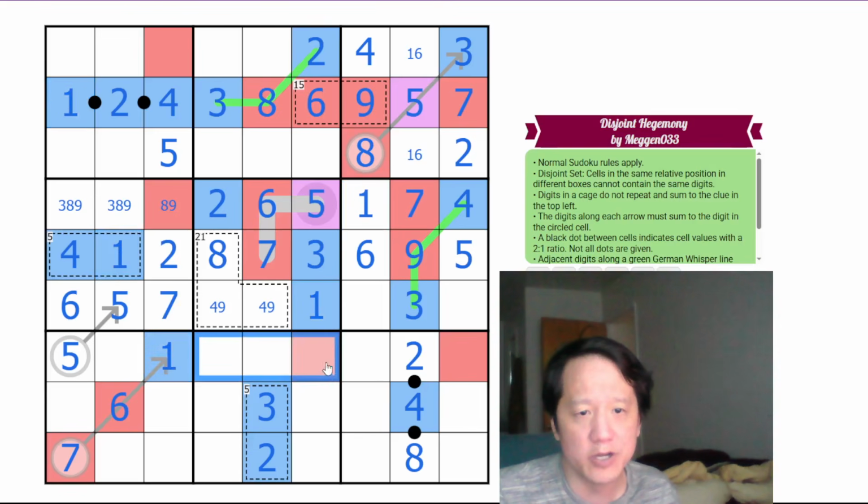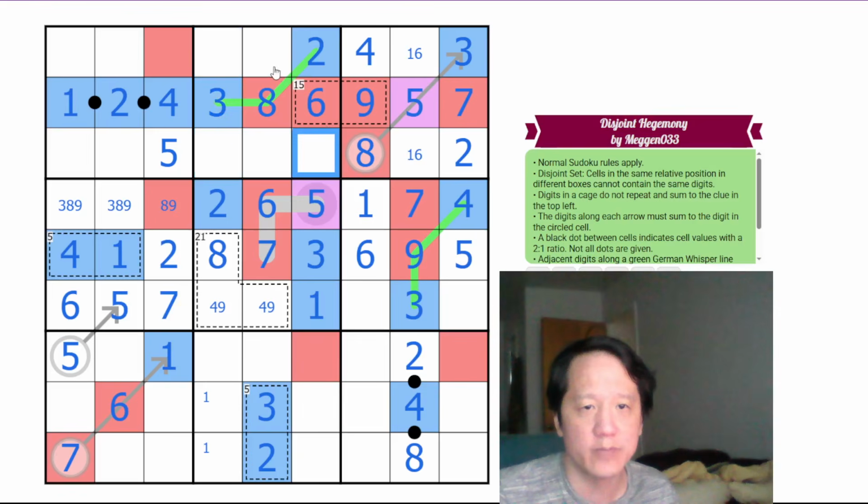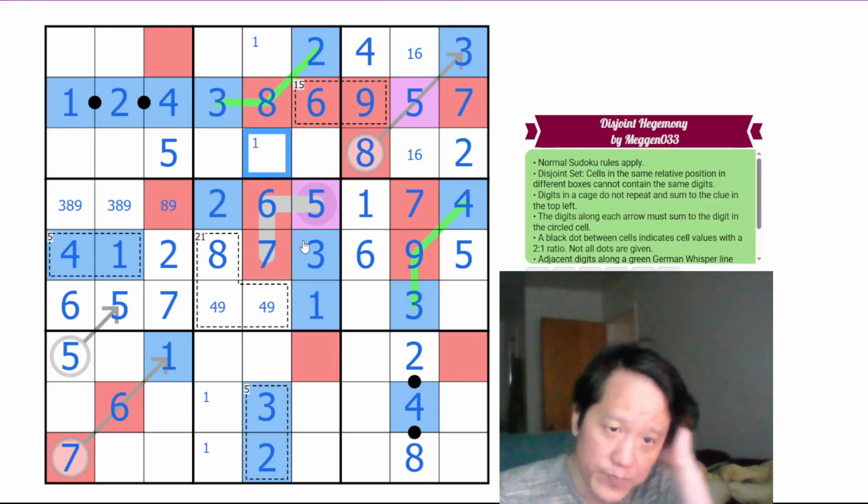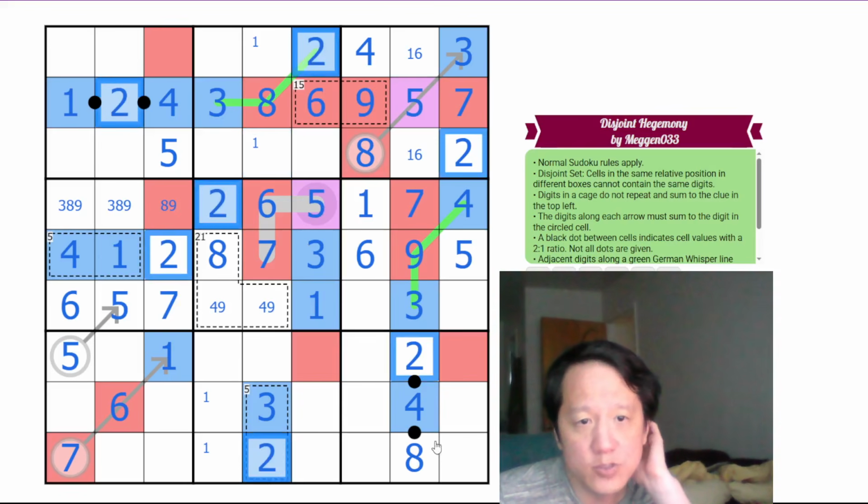Where is 1 in this lower central box? It must be one of these 2 digits here, which means 1 cannot be here, 1 cannot be here in this upper central box, so 1 has to be one of those 2. 2.